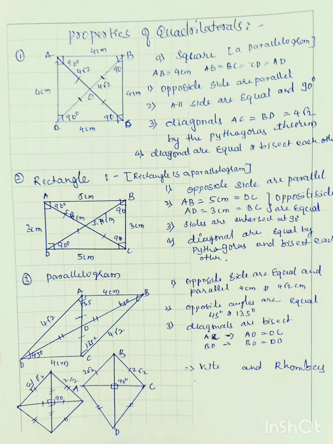The diagonals, AC and BD, both measure 2 centimeters, calculated using the Pythagoras theorem. In this case, the diagonals bisect each other and are equal, another hallmark of a square.